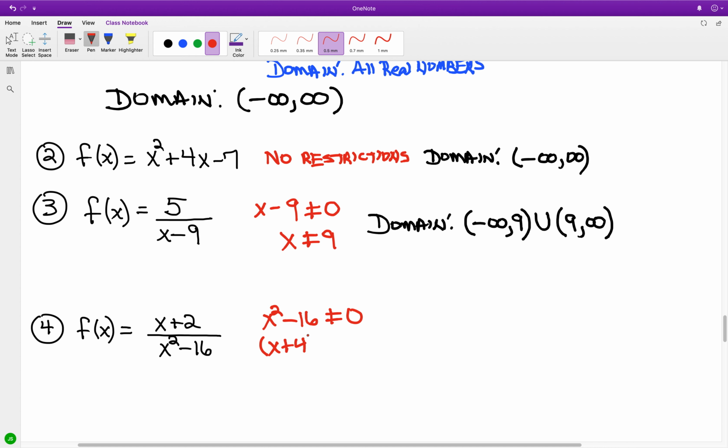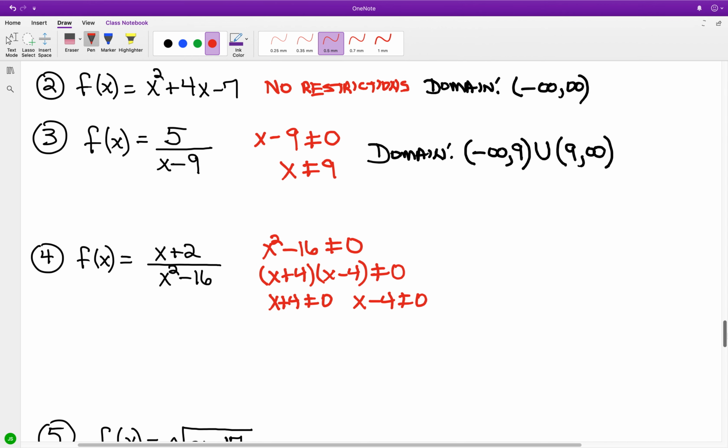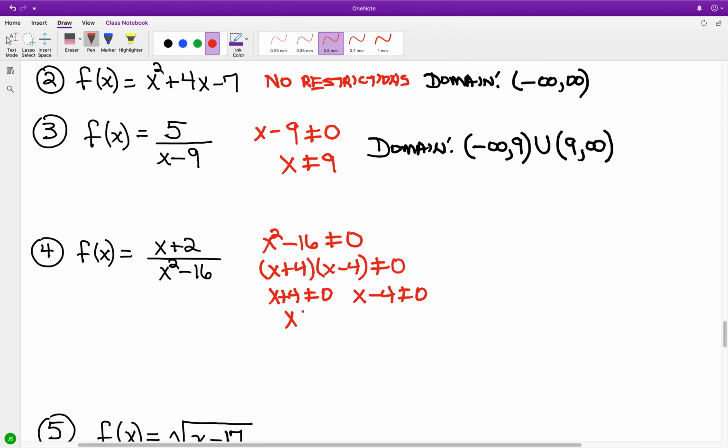Here we have a difference of squares. If we factor x squared minus 16, neither factor, x plus 4 nor x minus 4, can be equal to 0. So for this function, we're going to have two restrictions. From x plus 4, x cannot be equal to negative 4, and from x minus 4, x cannot be equal to 4. And so for the domain, the more restrictions you have, the more subintervals you're going to have formed.